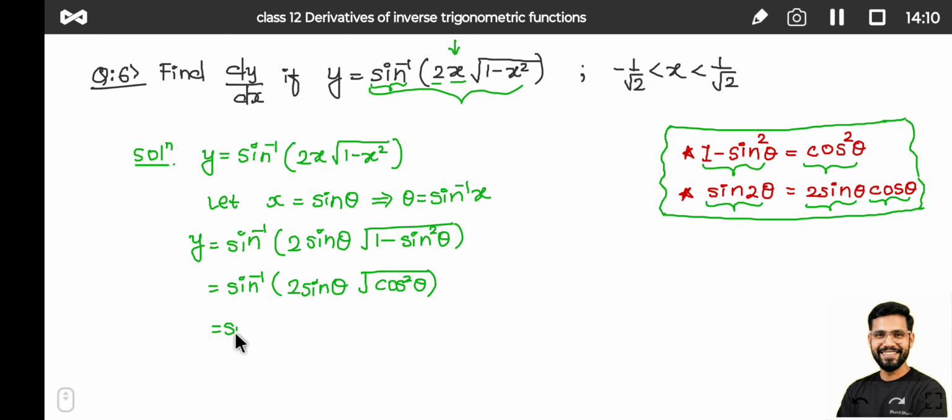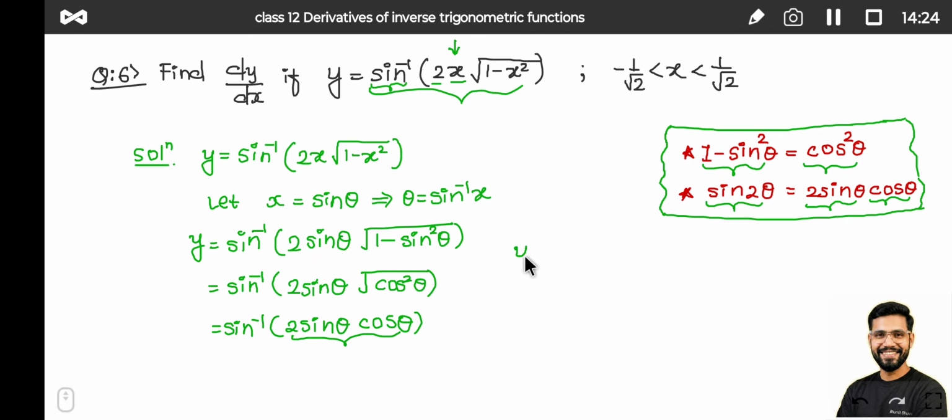So sin inverse as it is, 2 sin theta as it is, then root of cos square theta, which is nothing but cos theta. So we are getting 2 sin theta into cos theta, and that is the formula for sin 2 theta. So sin inverse and inside the bracket sin 2 theta. So we'll get y is equal to, we can cancel out sin inverse and sin because this x is between minus 1 by root 2 to 1 by root 2, so it will be in that range. So sin inverse sin gets cancelled. So the answer is 2 theta. That is the value of y.